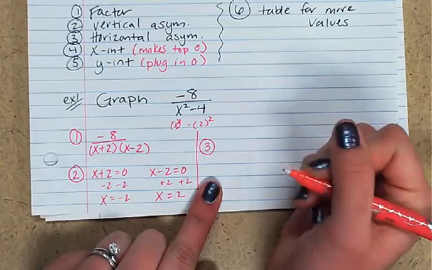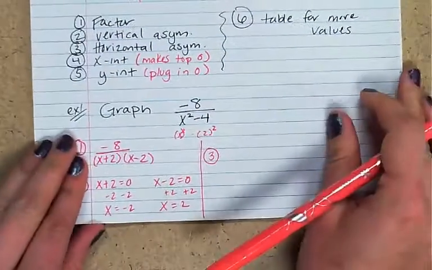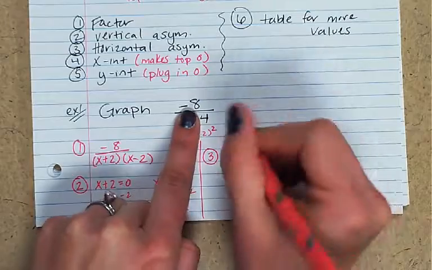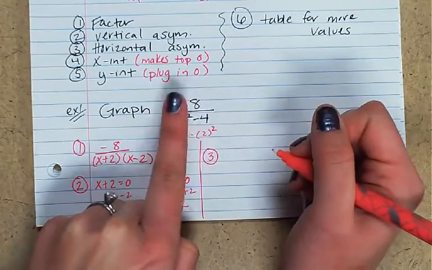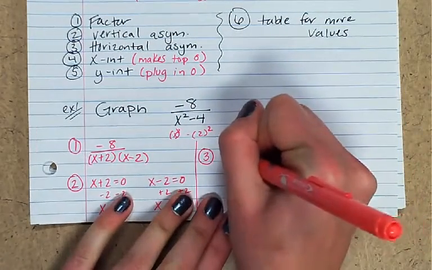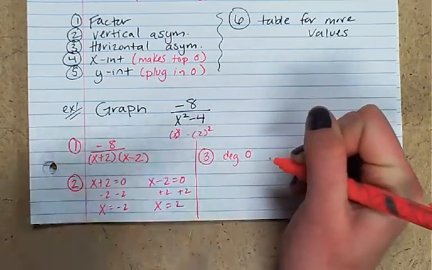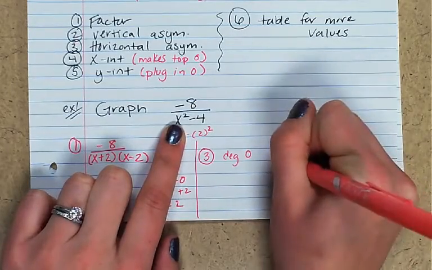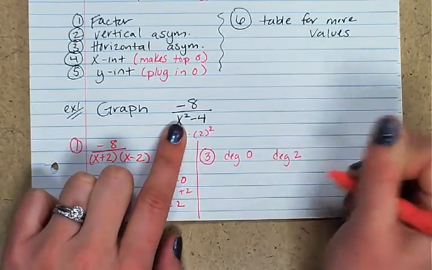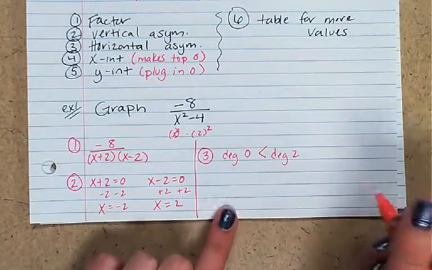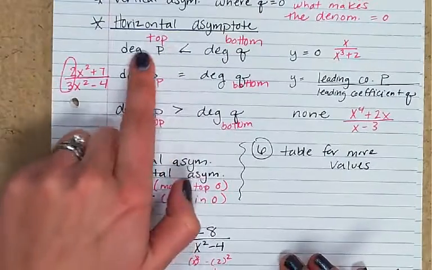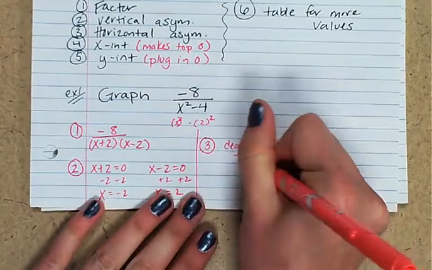Third thing we're going to do is figure out what the horizontal asymptotes are. So what's the degree of the numerator? There's no variable in there at all, so it's actually degree 0. Now in the denominator, the biggest exponent is a 2, so that's degree 2. So 0 is less than 2, so top is less than bottom, so we have a horizontal asymptote at 0.